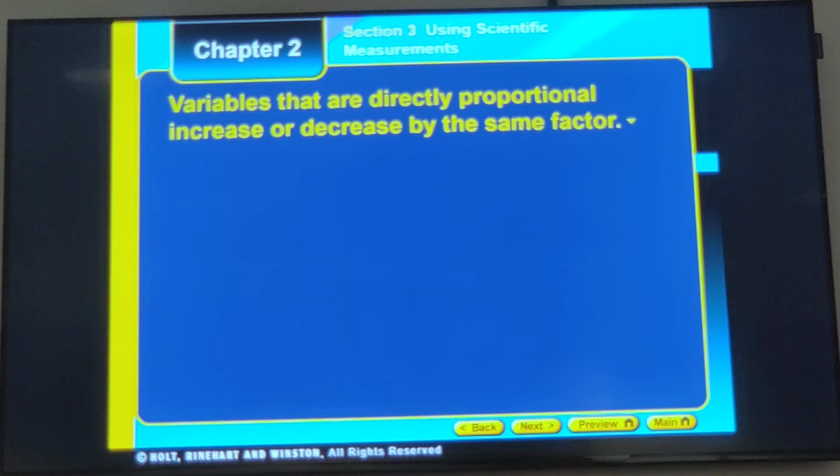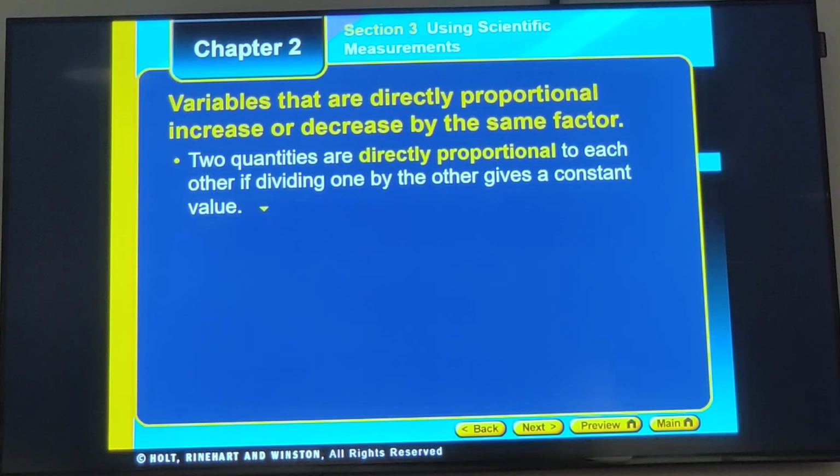Okay, so what we have left to talk about is the concepts of direct proportion and inverse proportion, and how can I recognize which one it is. Variables that are directly proportional increase or decrease by the same factor. If I double one, I double the other. If I cut one in half, I cut the other one in half. So that's what we mean by a direct proportion.